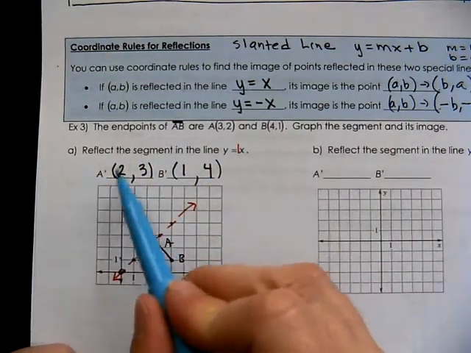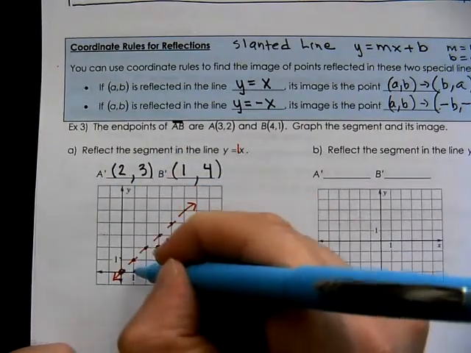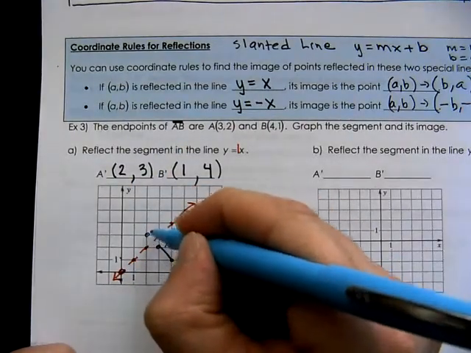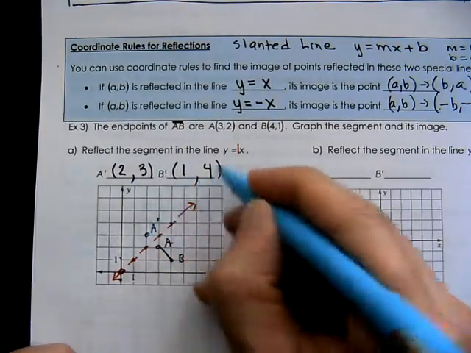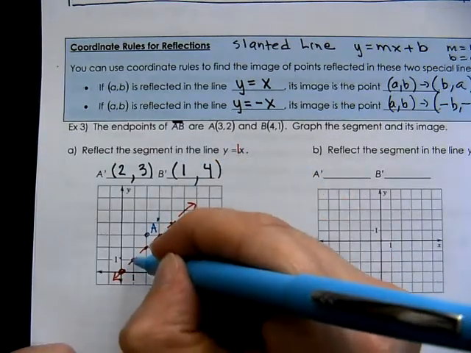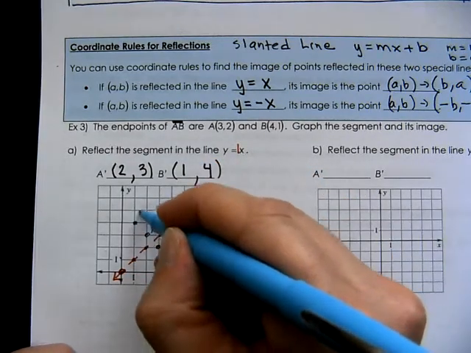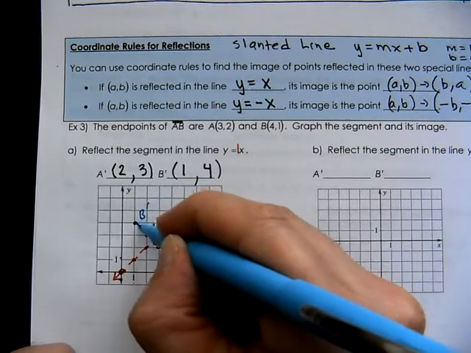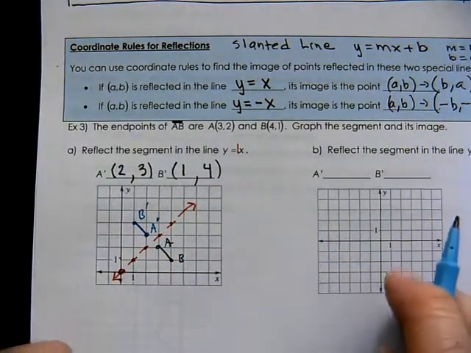So then our A prime is located at (2, 3), so 2 to the right and 3 up. There's A prime. B prime is at (1, 4), and there's our image. That's the result.